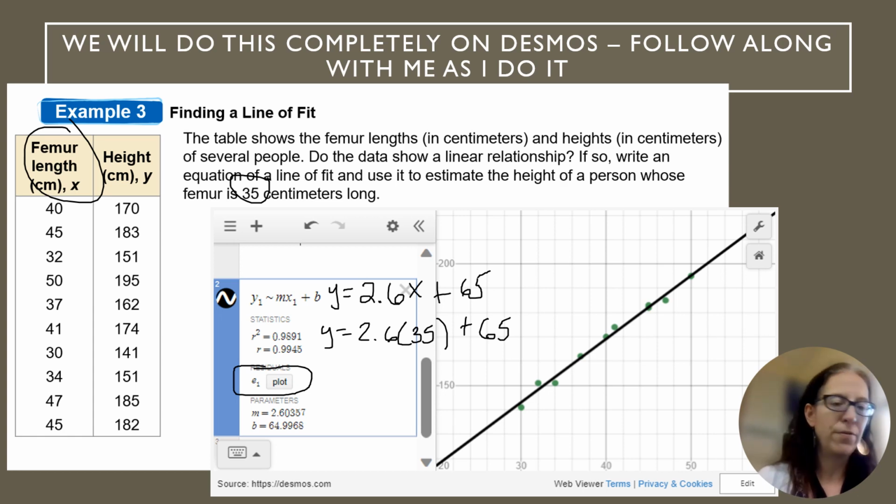I don't know what that is off the top of my head, but I have a calculator. So 2.6 times 35 plus 65. And I got 156.